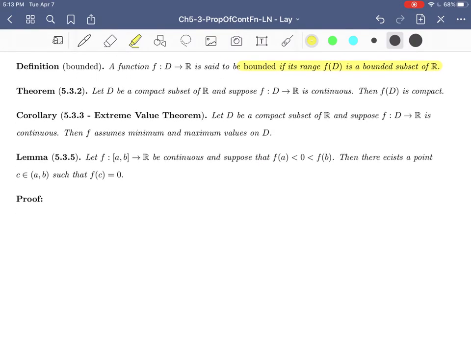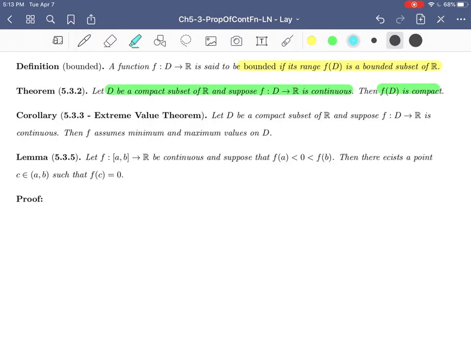If D is a compact subset of the real numbers and f is continuous, then the range f of D has to be compact. So if we start with a compact set for our domain, and our function is continuous, then the range of that function has to be compact as well.